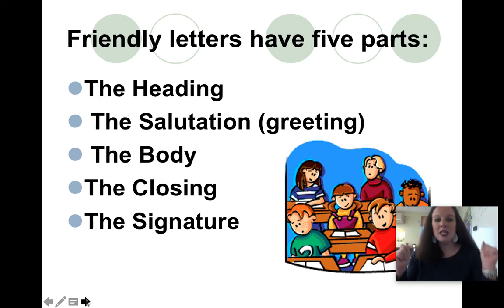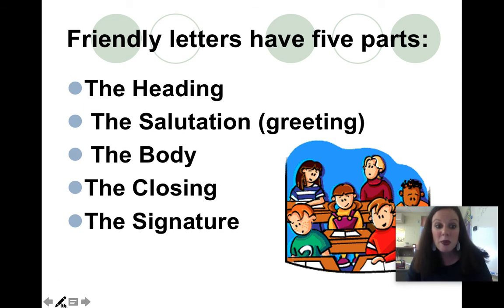Da-na-na-na, da-na-na-na. The 5 parts of the letter are easy to remember. Heading, greeting, body, closing, signature, parts of a letter, parts of a letter. All right, now you sing it with me. The 5 parts of the letter are easy to remember. Heading, greeting, body, closing, signature, parts of a letter, parts of a letter.